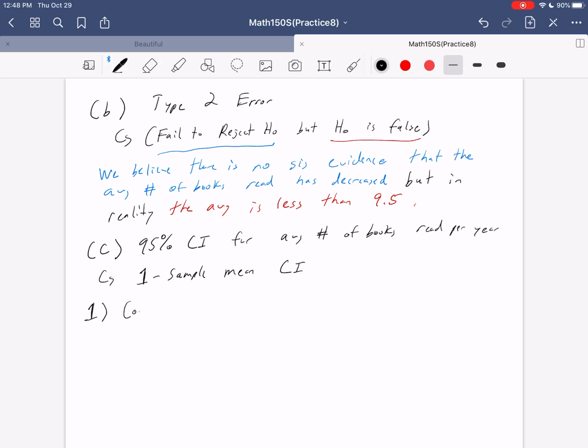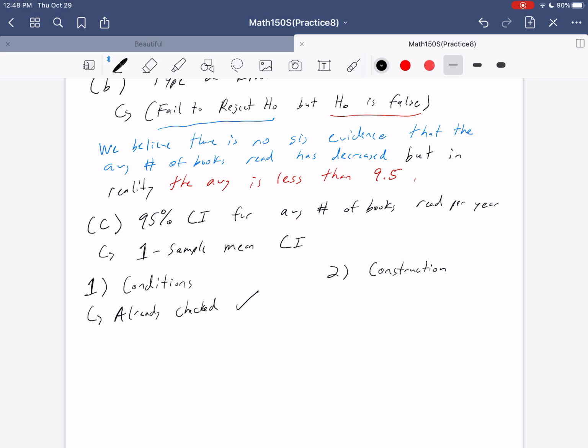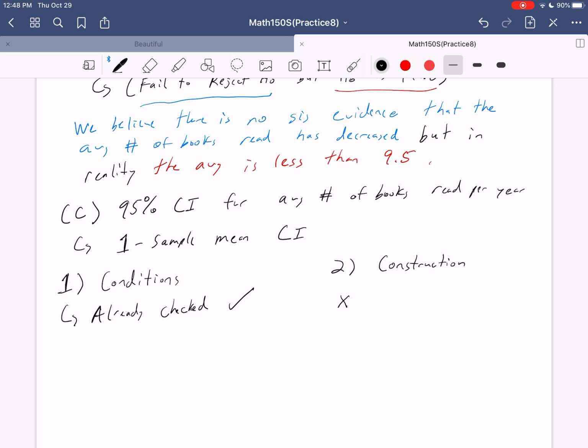So the first thing we need to do is think about the conditions. Luckily, we don't need to do any additional work because the conditions for a one sample mean confidence interval are the same as the conditions for the corresponding hypothesis test. Since we've already done the hypothesis test, all we need to say here is that these have already been checked. So we're all good. Then we can move on to step 2, which is the construction. The construction consists of the point estimate, which is going to be the sample average. That's our base for our guess. And then the margin of error, which we saw was t star s over root n.